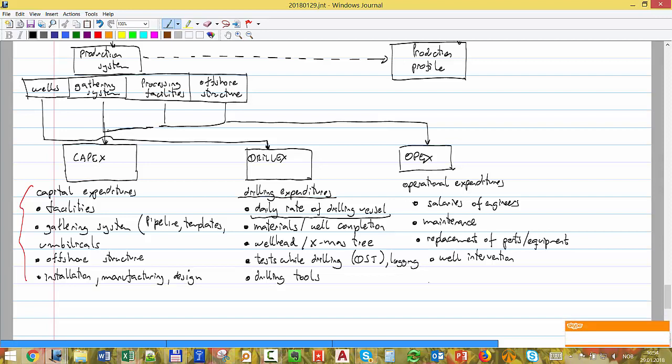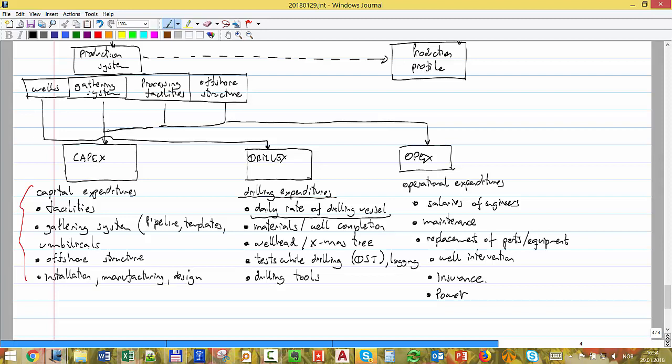What else do we have in OPEX? We have the insurance. Okay, I always have to pay insurance, so I have to include that in the OPEX. What else? Power, if I'm using power from the net. What else?